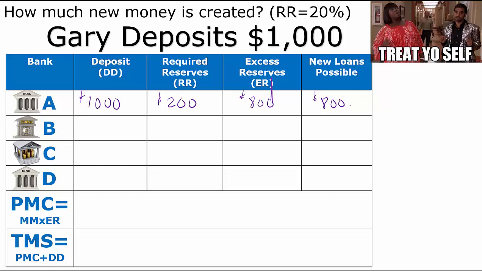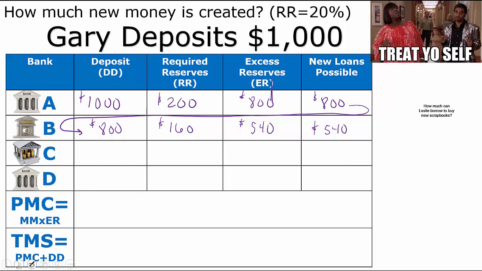That $800 gets deposited into another bank. So now the second bank has $800 in deposits. Of that, 20% has to be set aside as required reserve, so $160 goes there. That leaves $540 as excess reserves, which means $540 can get loaned out to somebody else.